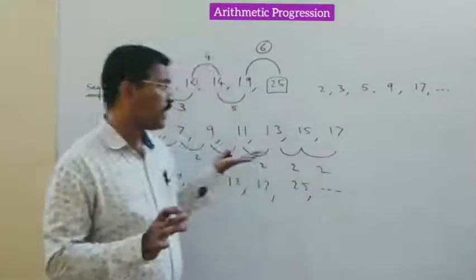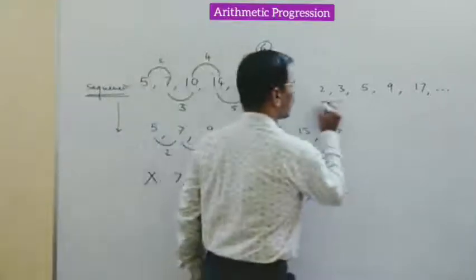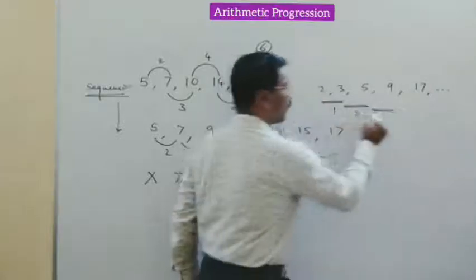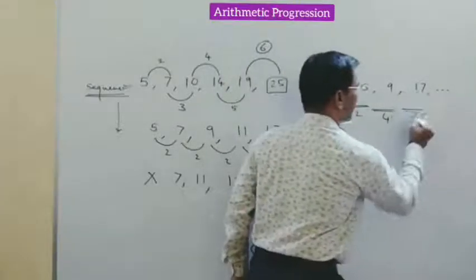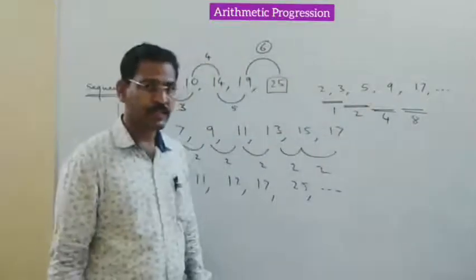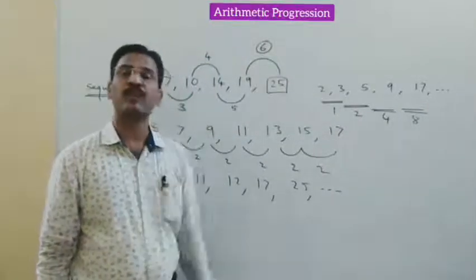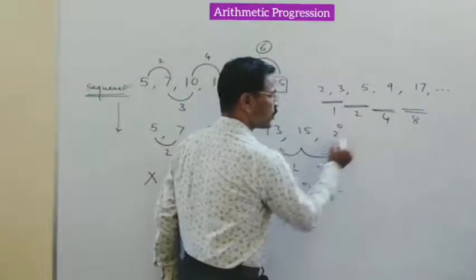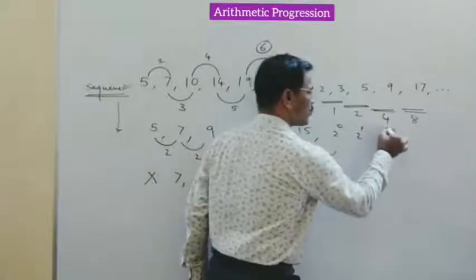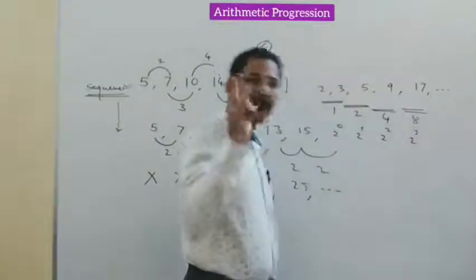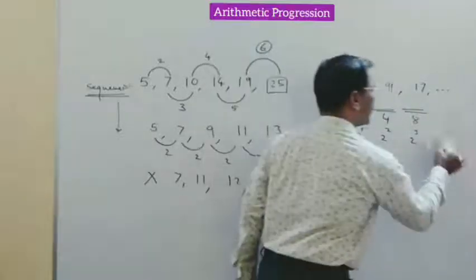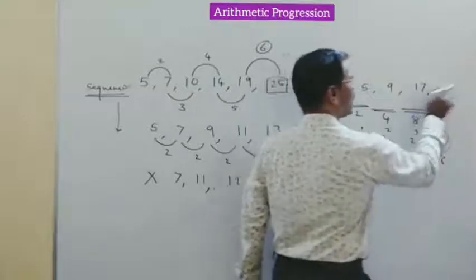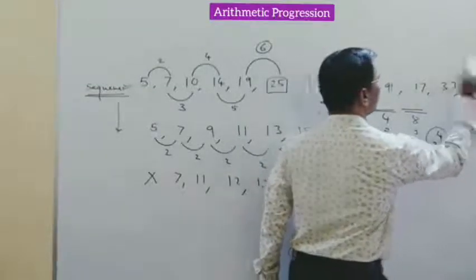Now can you predict here? 2, 3, see here, the difference is 1. Here the difference is 2. Here the difference is how much? 4. Here the difference is 8. What is this? These are the powers of 2. See here. This is 2 raised to 0. This is 2 raised to 1. 2 raised to 2. 2 raised to 3. That means the next one is definitely 2 raised to 4. Here we have to add 16. That means we can take here 33, like this one.